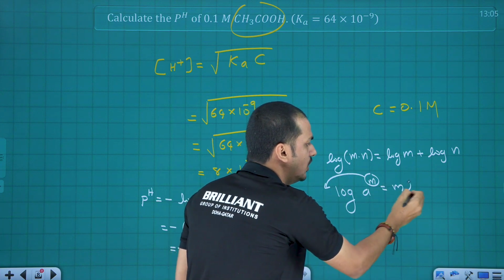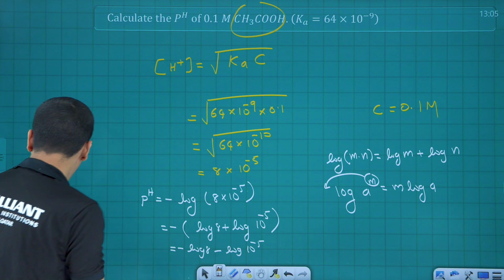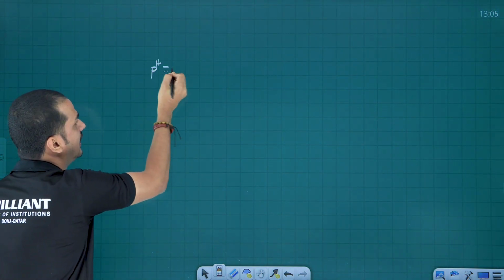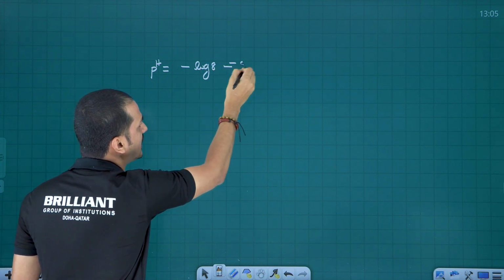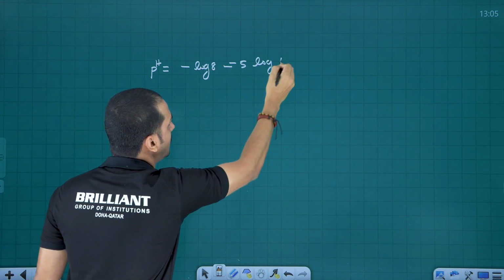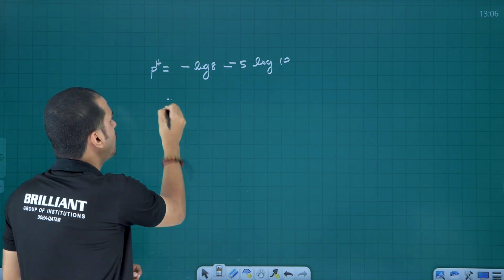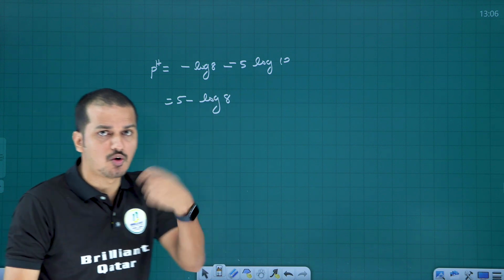So m into log a. So this minus 5 will come out. So what will we be getting? pH is equal to minus log 8 minus 5 log 10, and log 10 is 1. So that becomes 5 minus log 8. 5 minus log 8. How will I solve log 8?